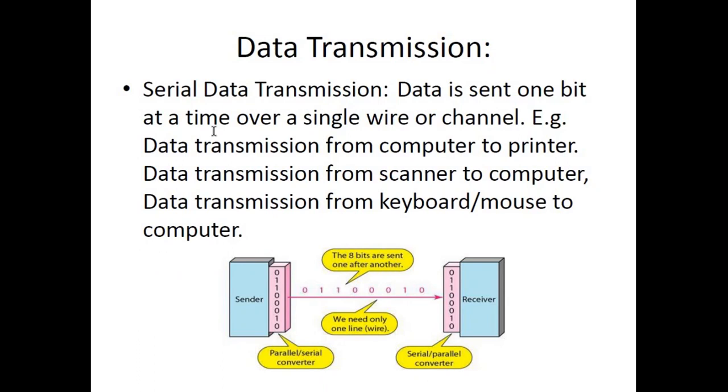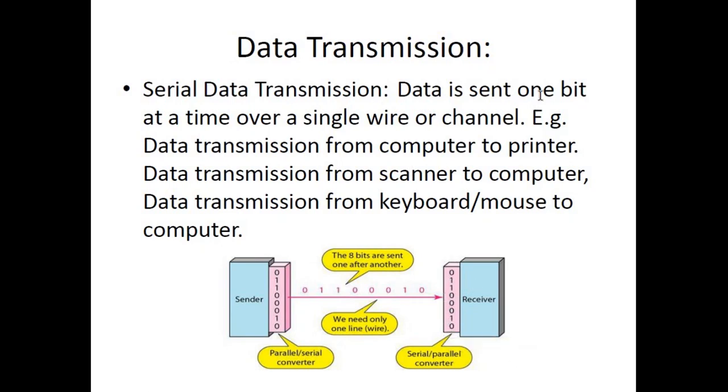Now what happens in serial data transmission? The data is sent one bit at a time over a single wire or channel. Let's suppose this is the message to be sent, 011000010. So first of all this one would be sent over, then this one after it, then this, and then this, then this, then this, and so on. Since there is only one wire, all the bits go one after the other on the same wire, and then the receiver receives them.